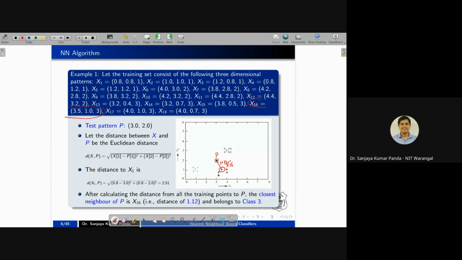So if I write the pattern of x16, 3.5 represents the x coordinate, 1.0 represents the y coordinate, and 3 represents the class level. As the class level of x16 is 3, the test pattern P's class level is also 3. That means it is classified as class 3. So in this way, the nearest neighbor algorithm finds one nearest neighbor, x16, and its class level is used to decide the class of the test pattern.